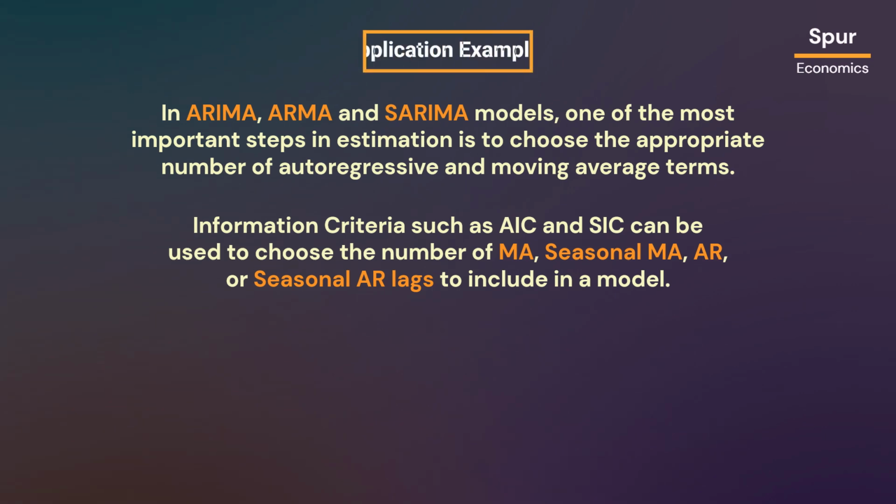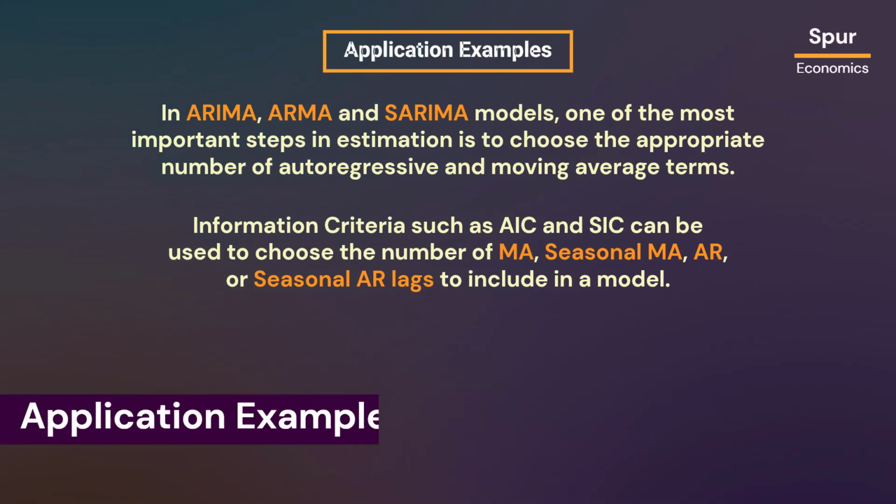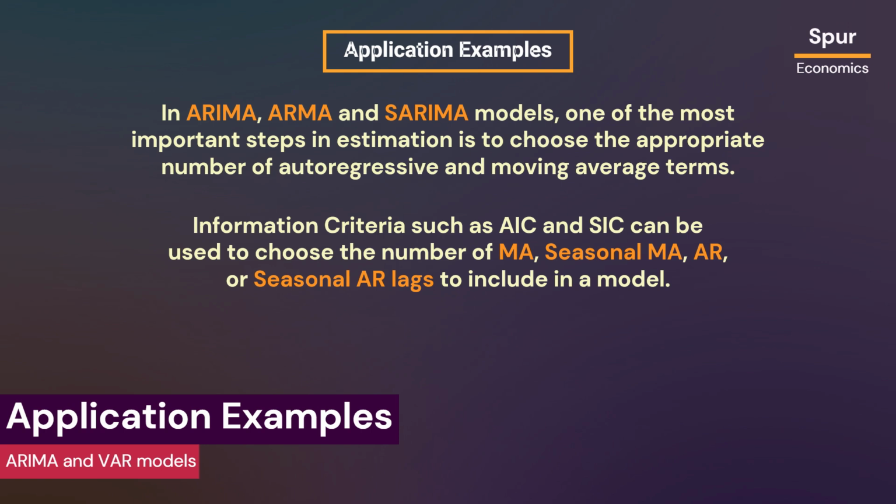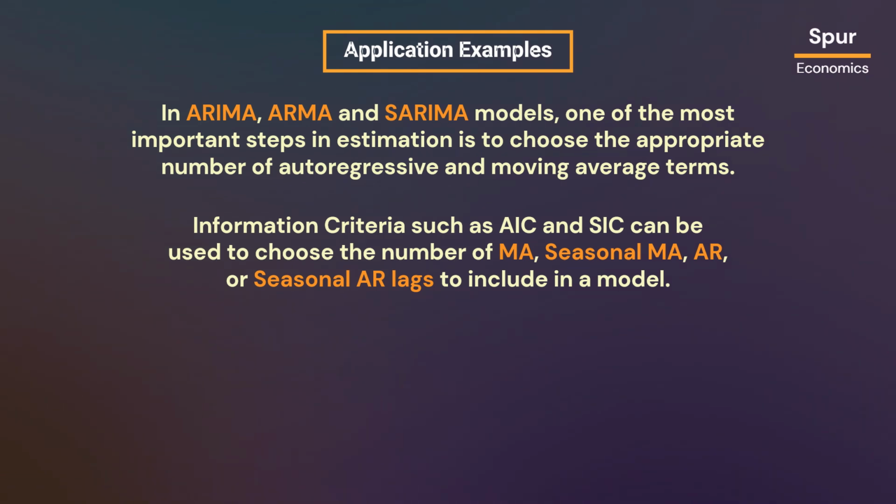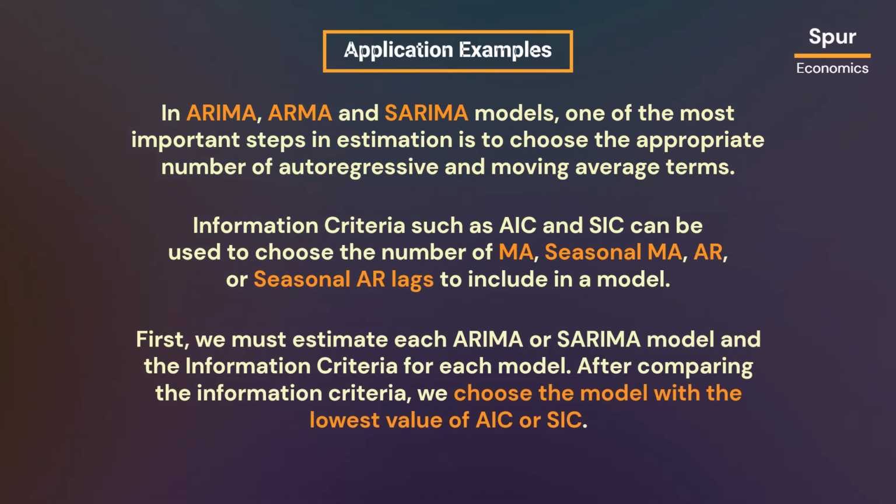In ARMA, ARIMA and SARIMA models, one of the most important steps in estimation is to choose the appropriate number of autoregressive and moving average terms. Information criteria such as AIC and SIC can be used to choose the number of MA, seasonal MA, AR, or seasonal AR lags to include in a model. First, we must estimate each ARMA or ARIMA model and the information criteria for each model. After comparing the information criteria, we choose the model with the lowest value of AIC or SIC.